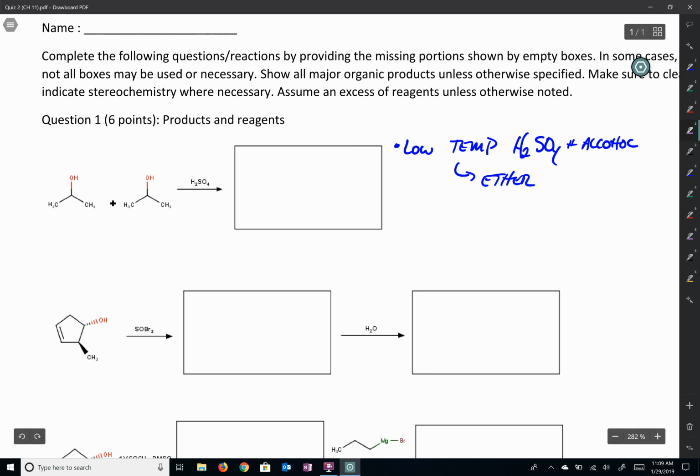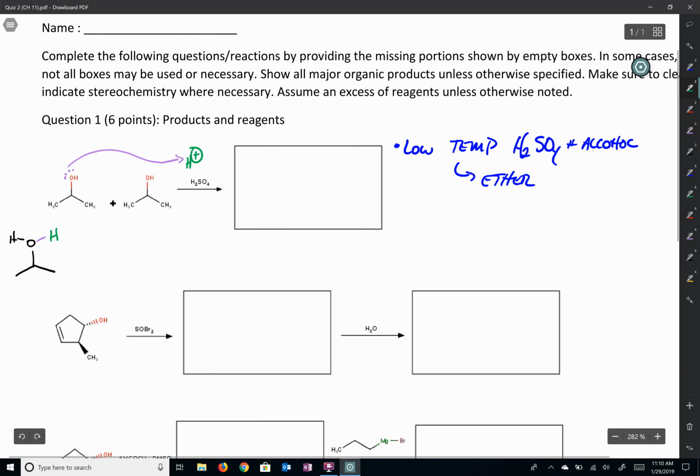So let's quickly go through this mechanism here. I'm going to take a bit of a shortcut. Not a shortcut that's valid for you guys on a quiz or an exam, but for the sake of keeping the video short here, we're going to abbreviate sulfuric acid as H+. So we're going to send a lone pair in from our alcohol to grab that. So now we have a protonated alcohol.